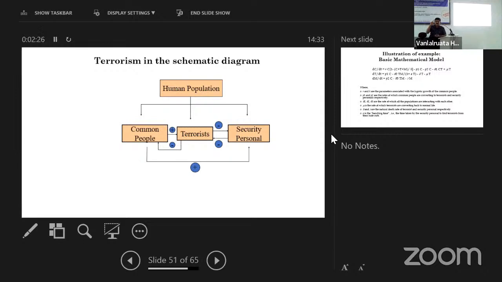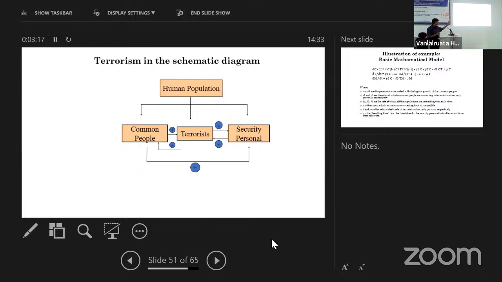If X is my common people and Y is my terrorist, then the interaction between X and Y I represent by some constant B XY. So that is type one. On the other hand, when there is an interaction between the terrorist and security personnel, they have some hiding policy also. The terrorist is hiding somewhere, the security personnel are also hiding somewhere. So there is some searching time required. That's why, to represent the interaction time between the terrorist and the security personnel, I use the type 2 functional response, where a certain time is required. So these are the basic principles of this particular model.